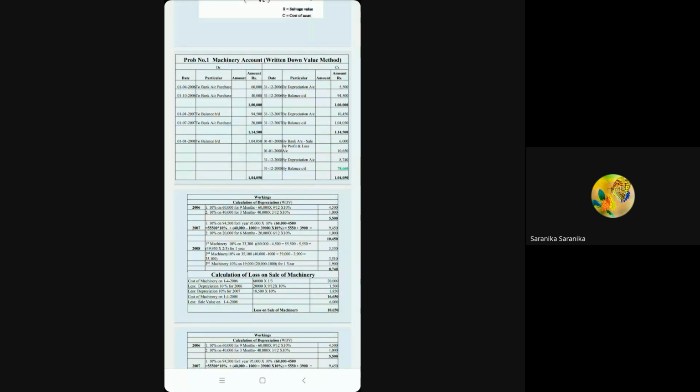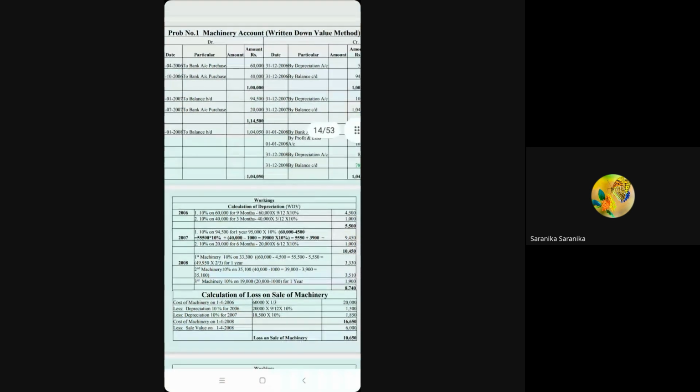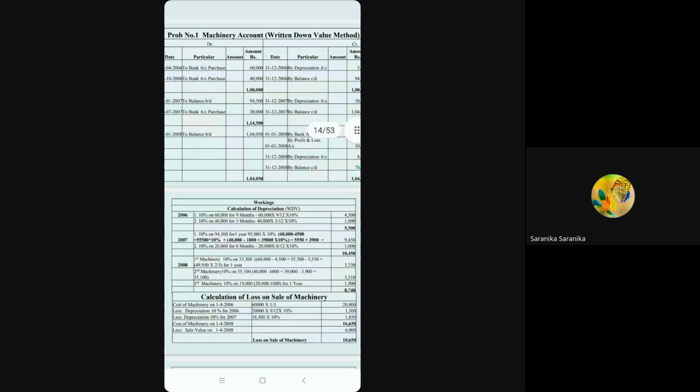Either you can do it directly, or see here, first machinery, 10% of 60,000 minus 4,500 for first year depreciation. So book value of the first machinery is 55,500. You have to calculate 10%. Second machinery 40,000, first year depreciation 1,000 rupees you deducted. So remaining book value is 39,000. So 10% you have to calculate. So if you are calculating individually, also the same answer.